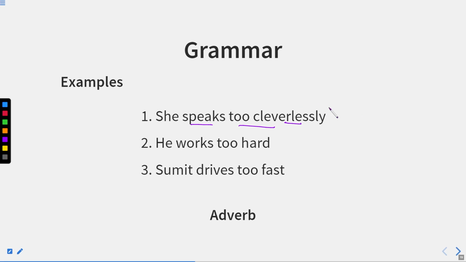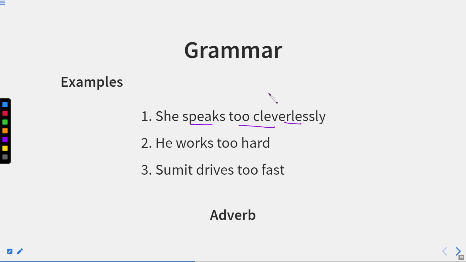cleverlessly, for example, if I say rudeless manner. Of course, if I say rudeless manner, it means someone is polite. So if I add this less as a suffix to the word, it will change the word into the opposite of it. Too cleverlessly, it means she speaks too finely. She speaks in a clever.